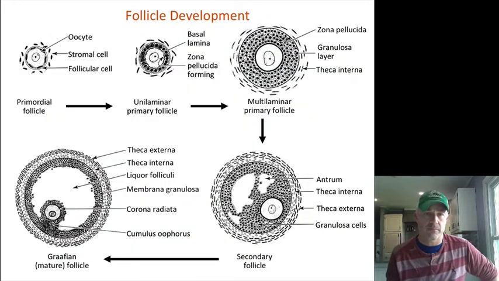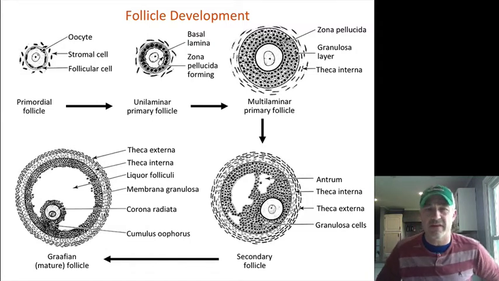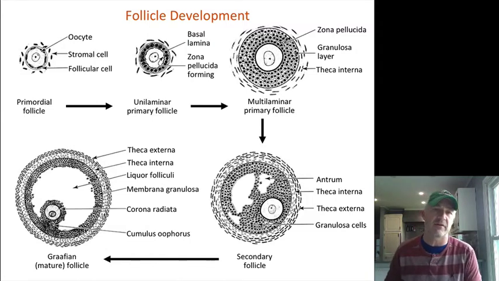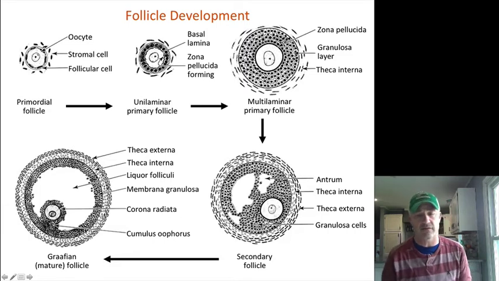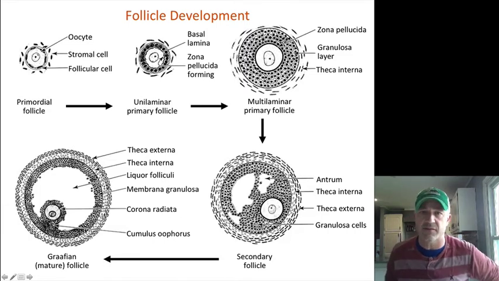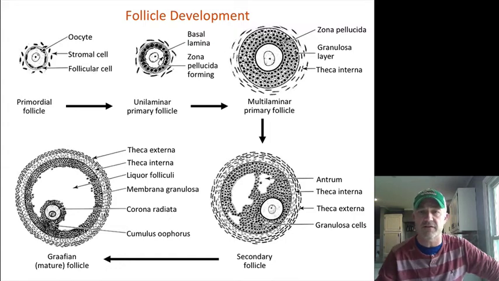So prior to birth, all the egg cells that a female is ever going to have are developed as primordial follicles. And at about puberty, there's probably about 400,000 primordial follicles left. Once the monthly cycle starts, these will start to develop based on hormones from the pituitary gland. Again, not something we're going into in histology here, but they will develop into what are called primary follicles. They start out as a single layer of cuboidal cells here.